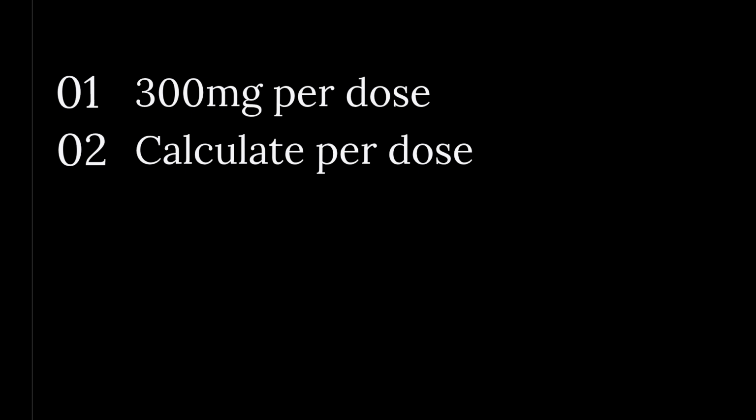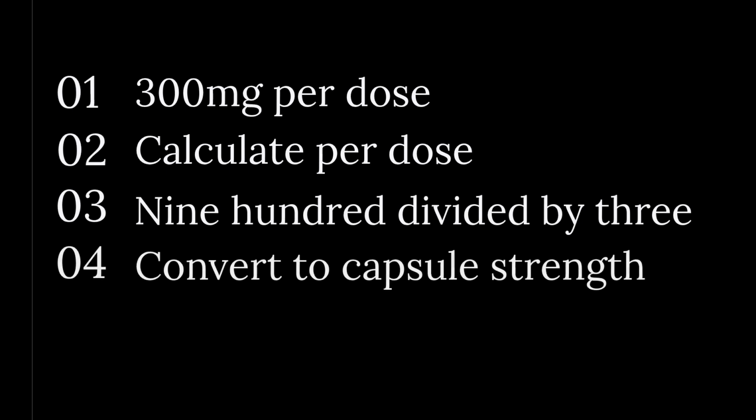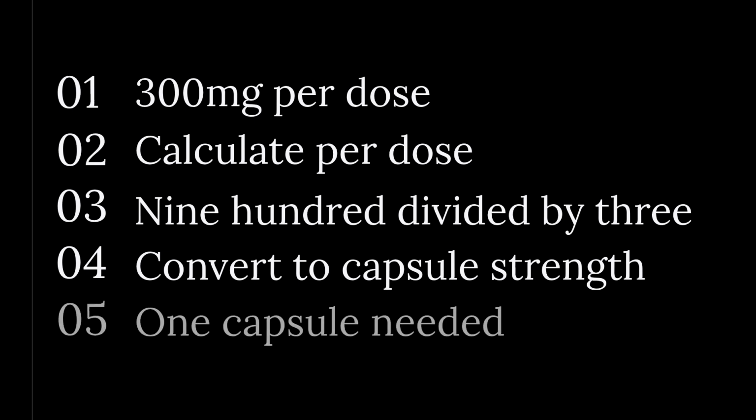For a 900 milligram daily dose taken 3 times, calculate per dose. Divide 900 by 3 to get 300 milligrams. Convert to capsules using capsule strength. For 300 milligrams per capsule, 1 capsule is needed. The patient takes 1 capsule 3 times daily.